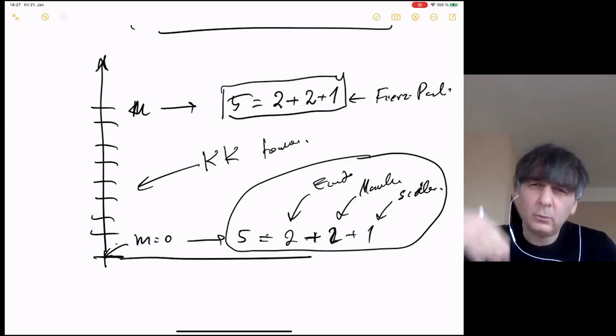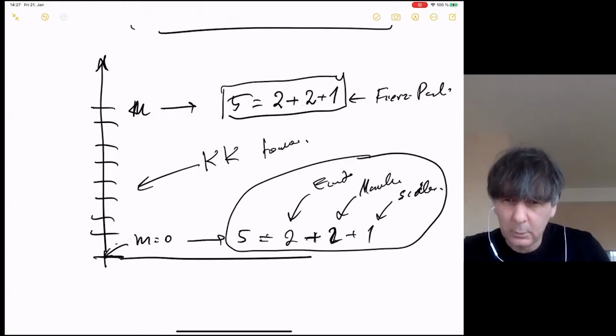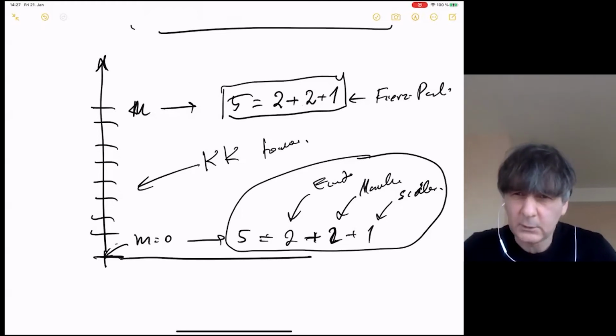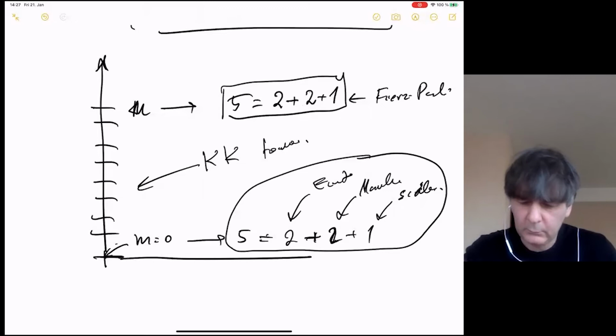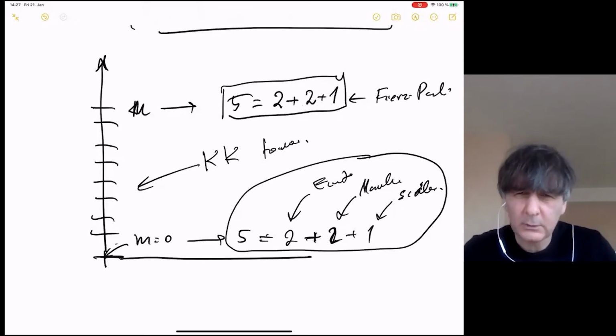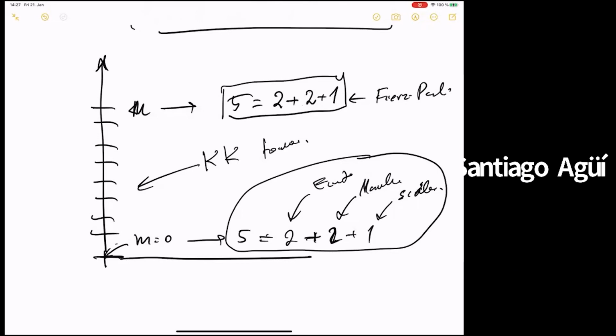Now notice the following thing. If we go to a higher number of extra dimensions, there will be additional degrees of freedom: additional vectors, additional scalars and so on. But in 5 dimensions, this is what we have. Does this answer your question? Yes, it does. Thank you very much.